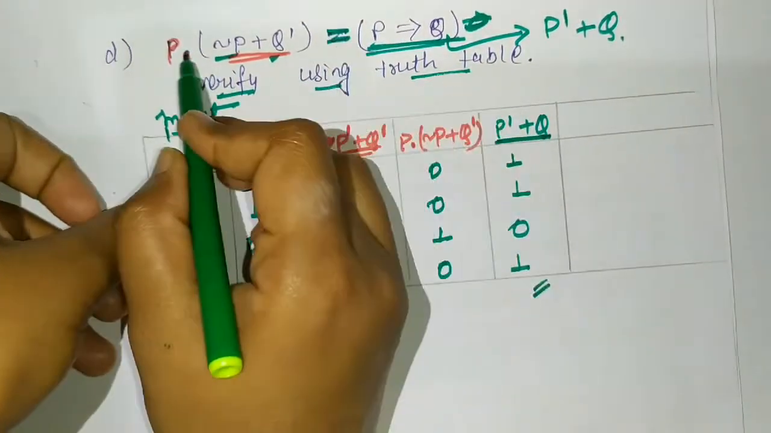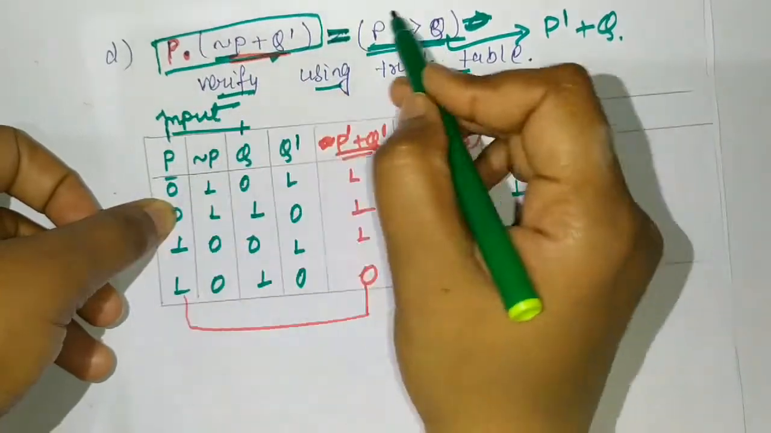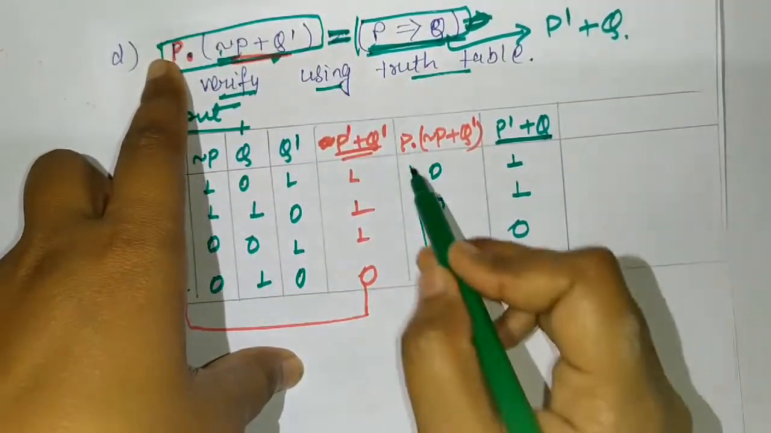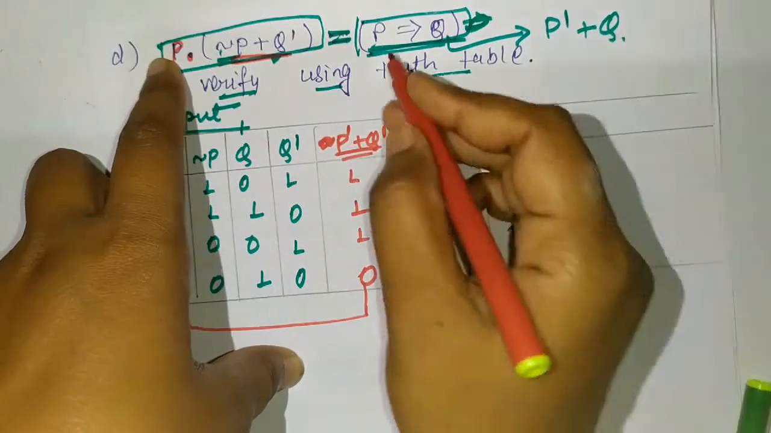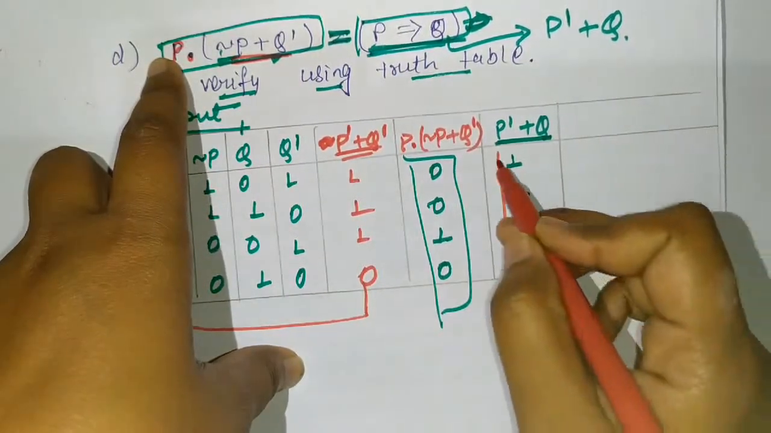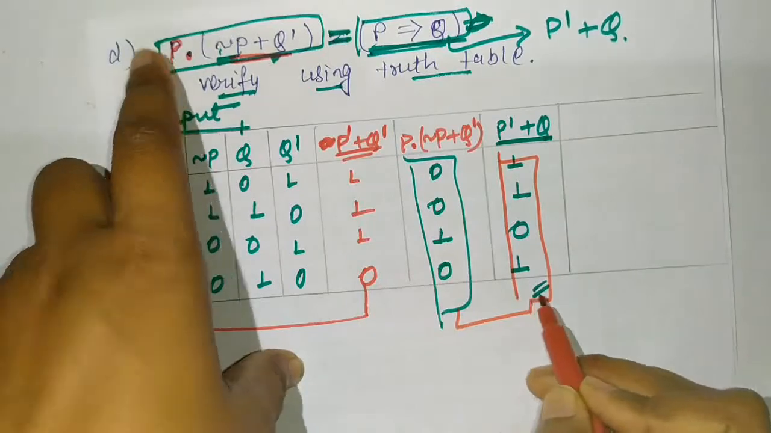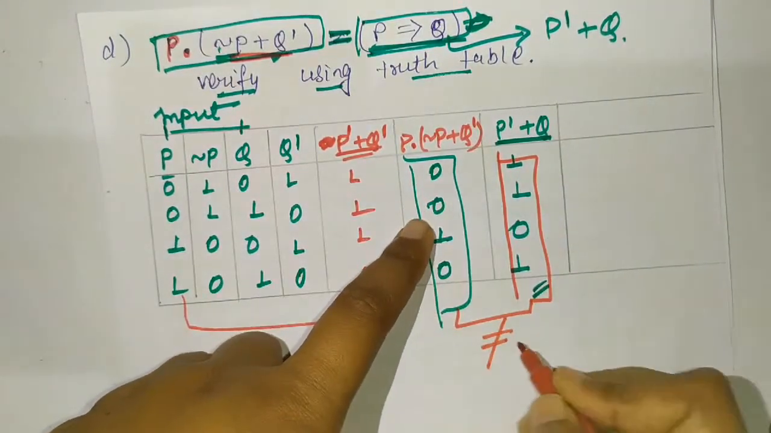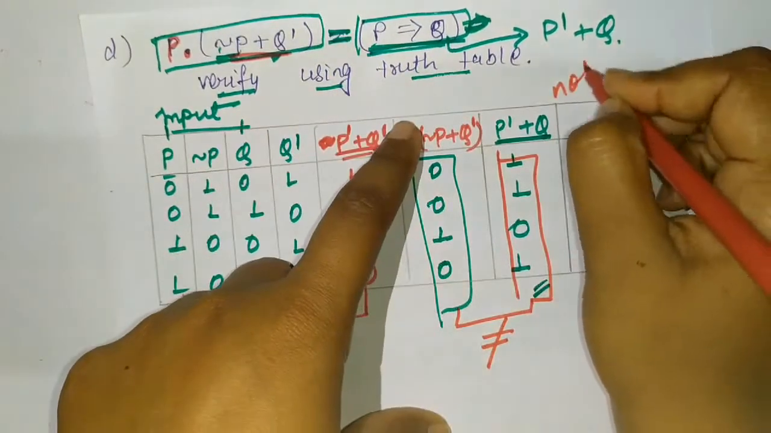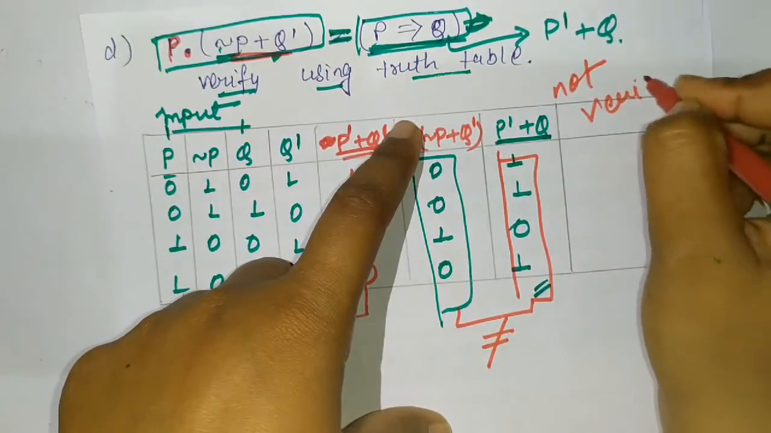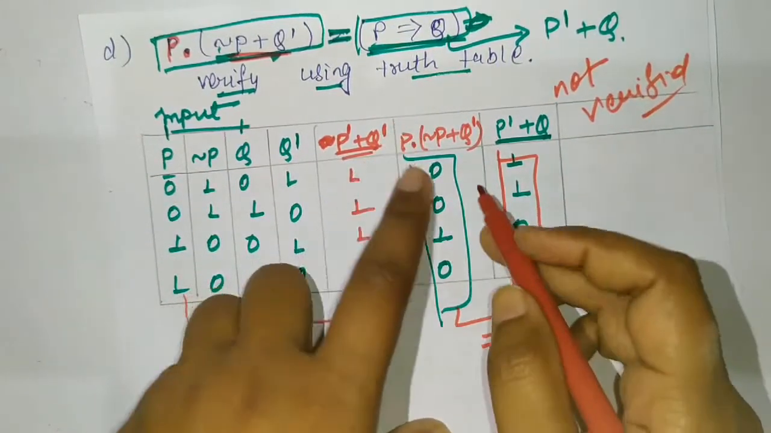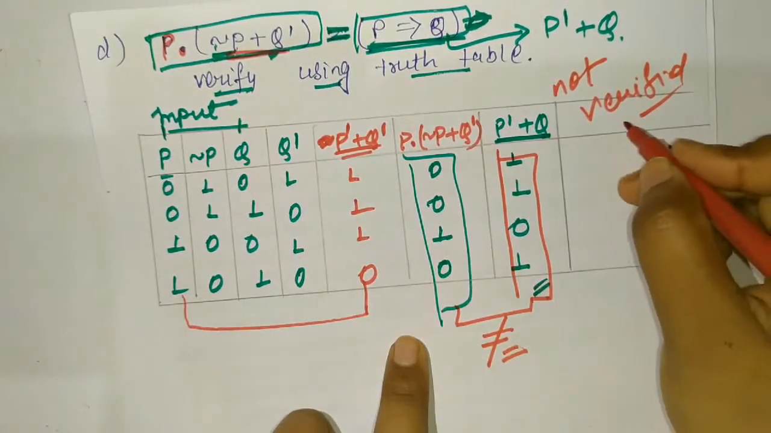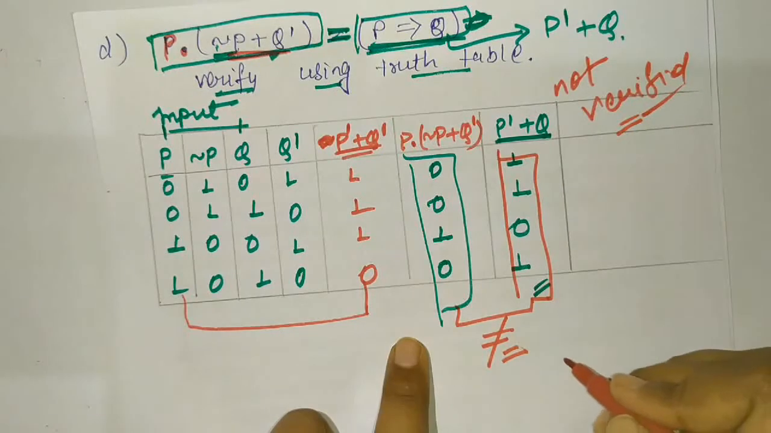Here is the equal to sign. So we can match this value and this answer. Here this value is this and this is the output, and here P arrow Q and this is the output. Here we see that those values are not equal. So it is not verified, because both outputs are not equal or do not match. So this is not verified.